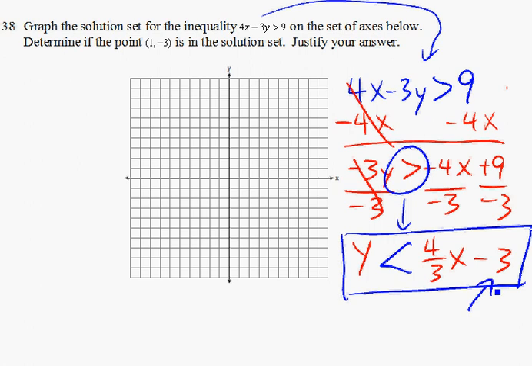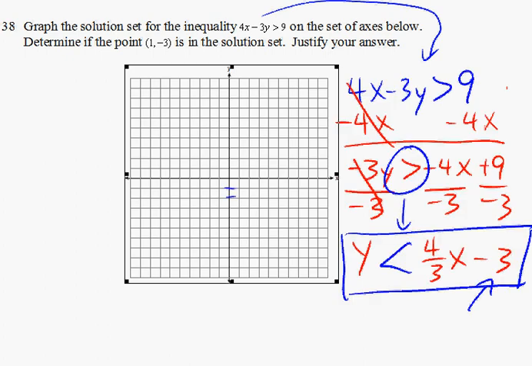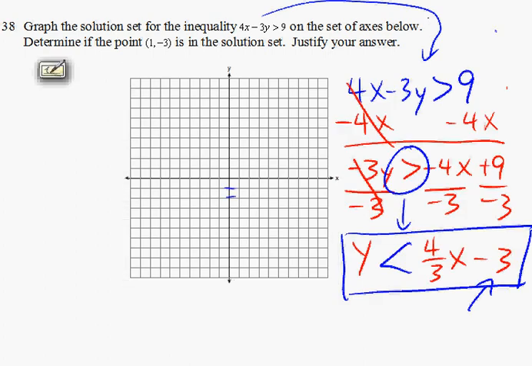Okay, the y-intercept here is negative 3. So we're going to start off at negative 3. Put a point there right on the y-axis. And the slope is 4 over 3, which means go up 4 and then right 3. Okay, that's my next point. Okay. And with 2 or 3 points, you can connect the dots. Right, make your straight line.